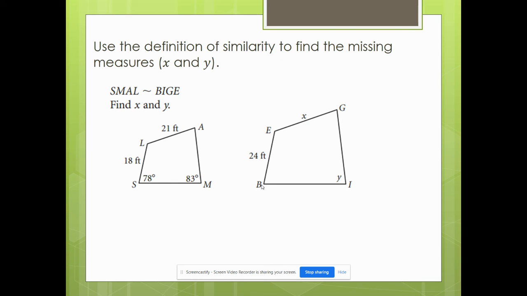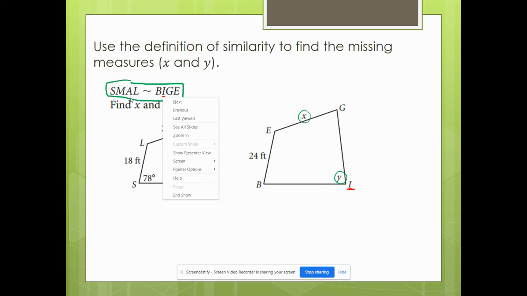What about these? Actually, this time we're told that these are similar, so that's what this means. Okay, and then we're supposed to find these missing sides, x, and this missing angle. So the angle's easier. All we have to do, notice the angle is I. So I is the second letter, so it must match up with the second letter of the first one. So I is equal to M. I is congruent to M. So 83 is congruent to Y. Okay, that's the first part.